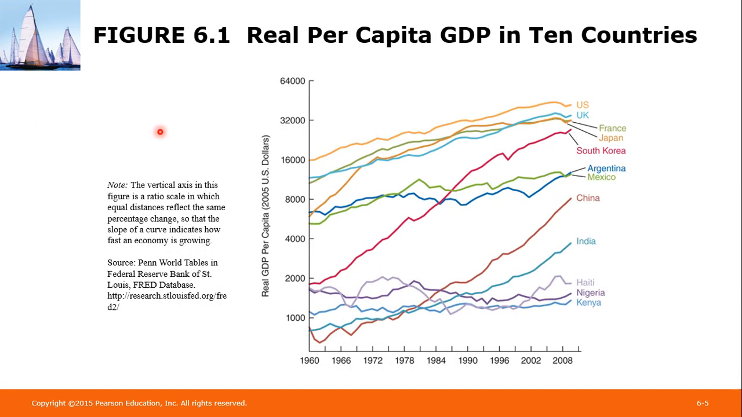The vertical axis in this figure is a ratio scale in which equal distances reflect the same percentage change, so the slope of the curve indicates how fast an economy is growing. This represents the time period from 1960 to 2008. We can see our country, Nigeria, here. Nigeria is dark purple.